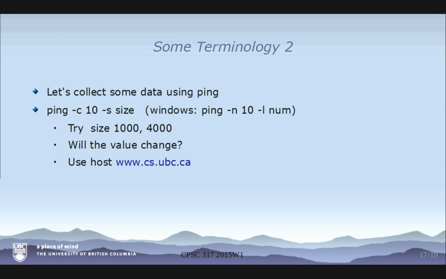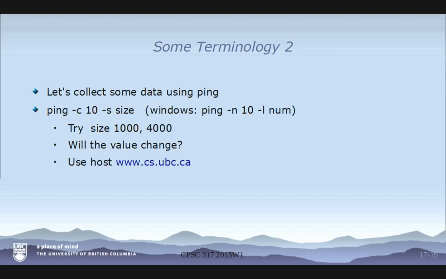So let's go back to this. There's another piece of terminology. Why don't you give this a try too, and I'll do it at the same time. One of the things that you can do is say, okay, I want to send some amount of data. The default amount, I think, is 69 bytes that it sends to the other side. But you can vary that, right? So you can go, for example, ping -c 10 -s size, where size is how many bytes you want to send to the other side.